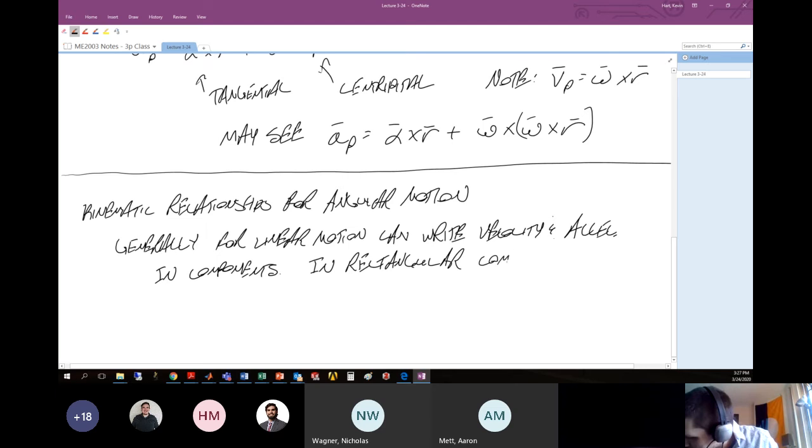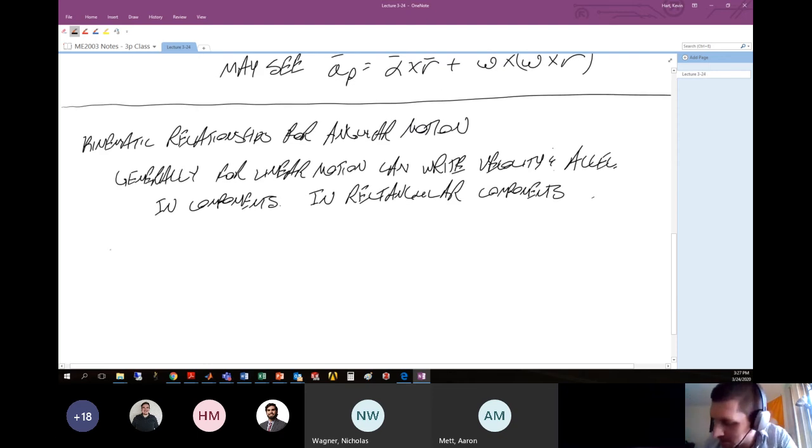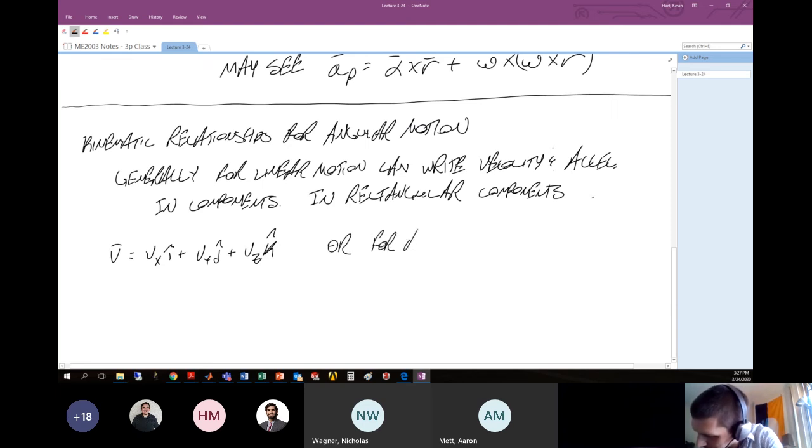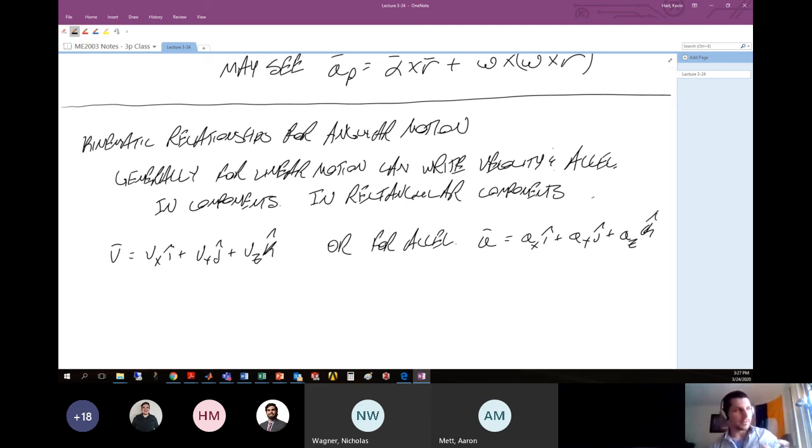So in rectangular components, you might see the velocity as something like the velocity in x, i hat, plus velocity in y, j hat, plus velocity in z, k hat. This is separating the velocity vector into its components. Or for acceleration, you might see the acceleration is the acceleration in x, i hat, plus acceleration in y, j hat, plus acceleration in z, k hat. Again, this is writing those linear motion components in terms of their rectangular coordinate expressions.